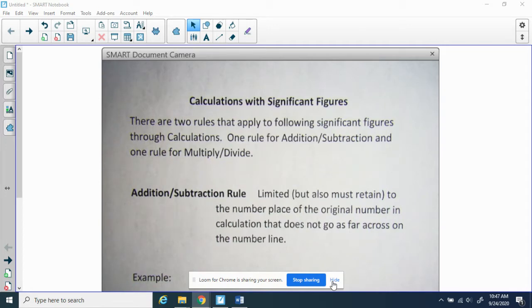One rule applies to addition and subtraction, and one rule for multiply and divide. Our addition and subtraction rule is what we're going to look at first. What it states is that the answer is limited by, and must retain, the number place of the original number in the calculation that does not go as far across on the number line. What we're actually looking at there are the number places. If you think back to elementary school, it's like the hundreds, tens, ones, 1/10, 1/100th, 1/1000. You're worried about number place.